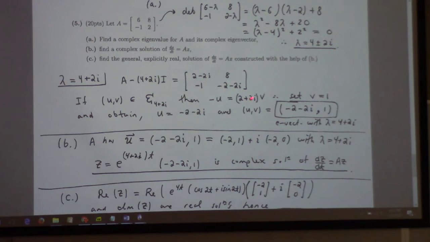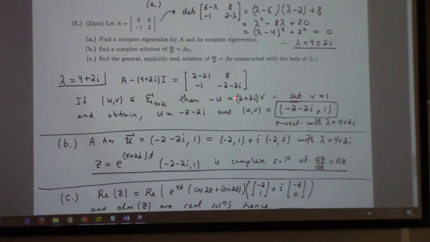So I pick one. I like the plus. So 4 plus 2i. I take A minus (4 plus 2i). That gives me this matrix. Basically, I'm looking for the null space of this matrix, right? Those are my eigenvectors. Non-trivial vectors in the null space of this matrix are my eigenvectors with eigenvalue 4 plus 2i. And so I just pick the equation I like the most, which for me is the second one. It says that minus u is equal to 2 plus 2i times v, right?